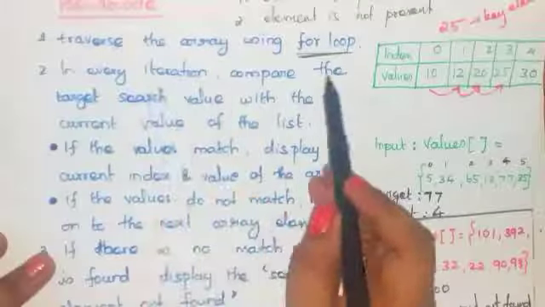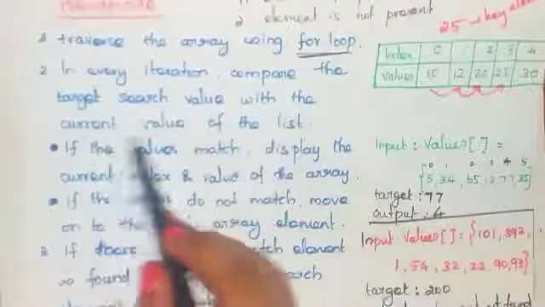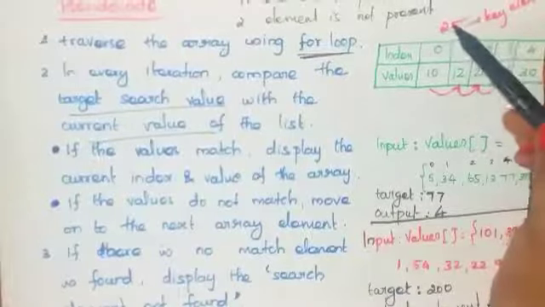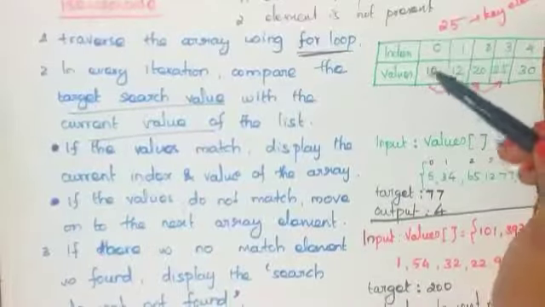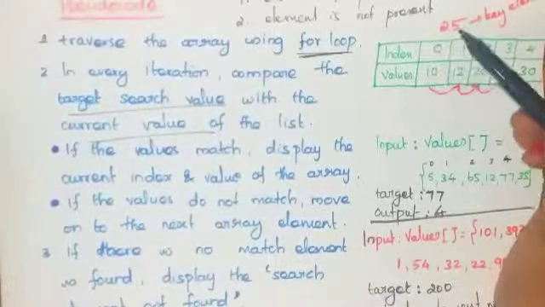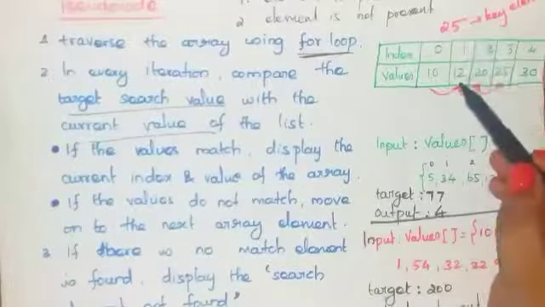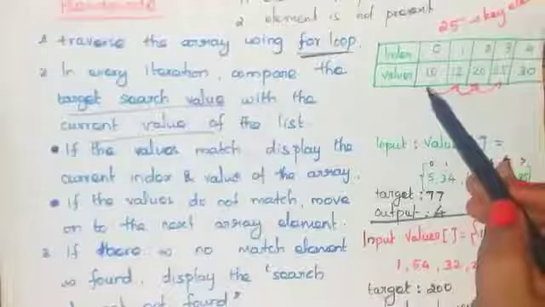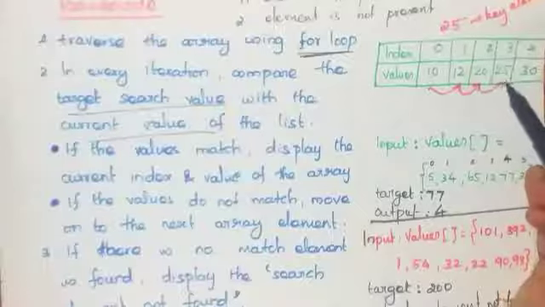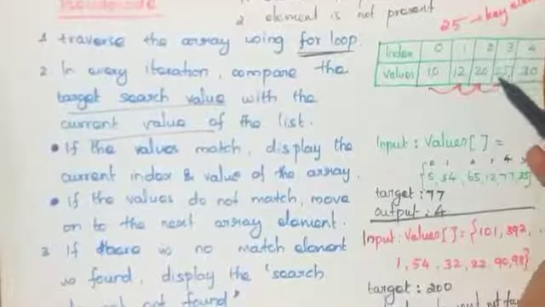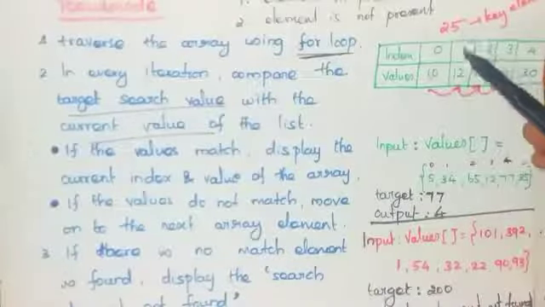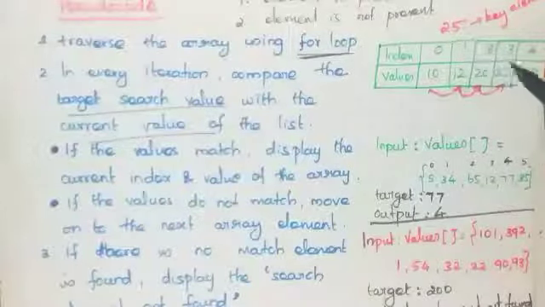In every iteration, compare the target search value with the current value of the list. Our target value is 25. We compare that key value with the current value of the list. Now this is our current value. We are comparing 25 and 10. This is not a match, so we go to the next iteration. This is the first iteration, this is the second, this is the third, this is the fourth iteration. In the fourth iteration, we found the key element in the list. So in every iteration, we are comparing the search element with each element in the list.